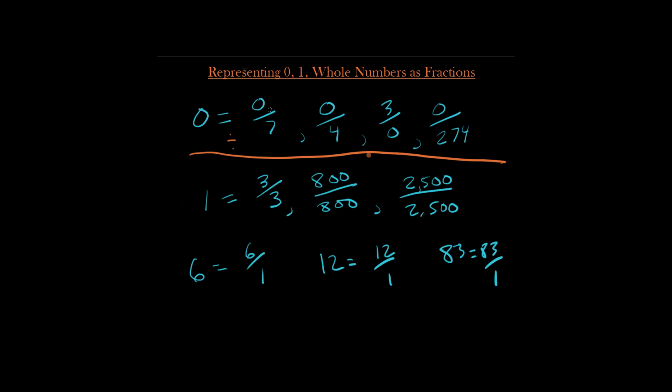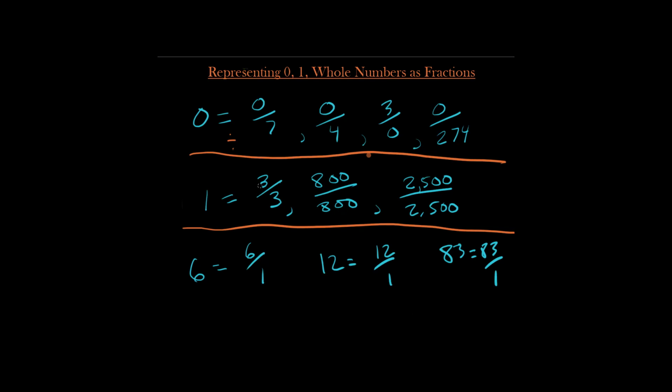So we know that 0 divided by any number is 0. So we could write 0 over 7 is the same as 0. 0 over 4 is the same as 0. 3 divided by 0 is still 0. Or 0 over 274 or 0 over 2 million. It wouldn't matter. As long as you have a 0, that's what the entire fraction is going to equal. Okay?